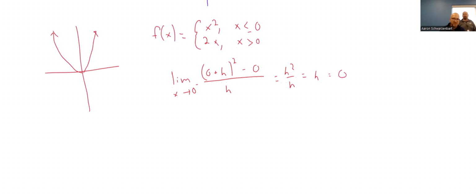That makes sense? Yeah. Now as I do it from the other side, I have to take the right-hand derivative. And I'm using the 2x. 2 times 0 is still 0. Which this limit equals 2. And we get a separate derivative. Okay. That is the definition of a derivative.